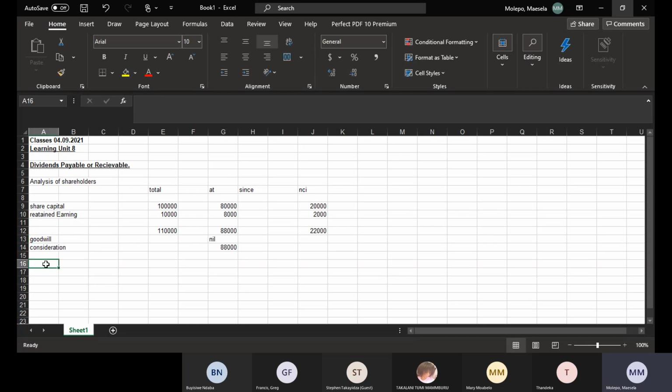And then we go to the since acquisition to the beginning of the current year, which we all know how to arrive at, depending on the dates given. So here it will be the retained earnings. So it will be the retained earnings at the beginning as per statement of changes in equity of the 15,000. Then we less the one which was at acquisition, 10,000. So in this case, it means it's going to be a favorable balance of 5,000. So we're going to add it. It's not going to be minus.